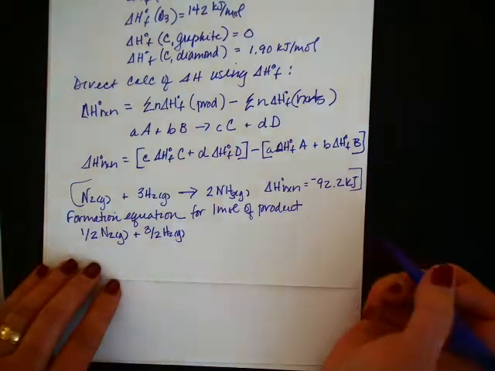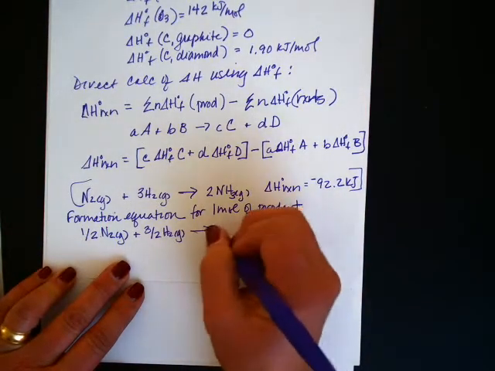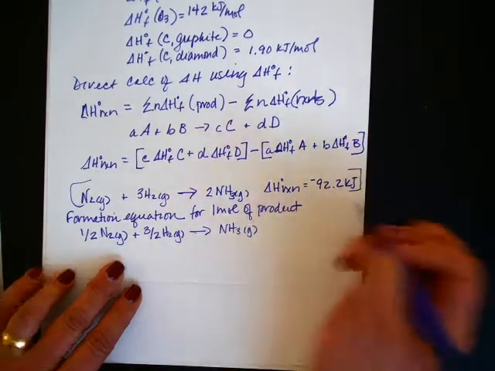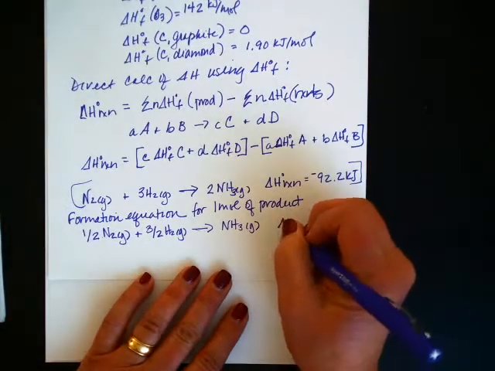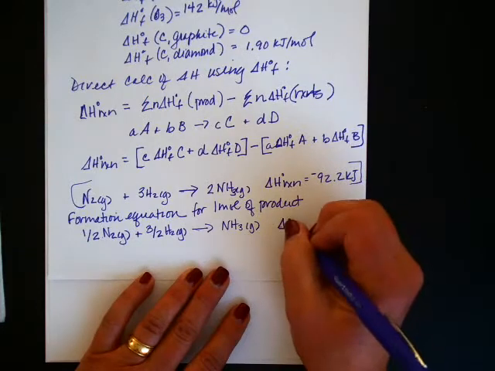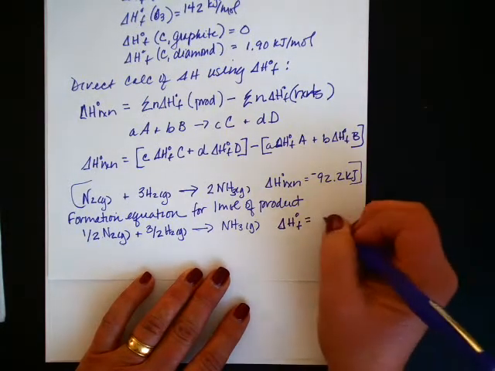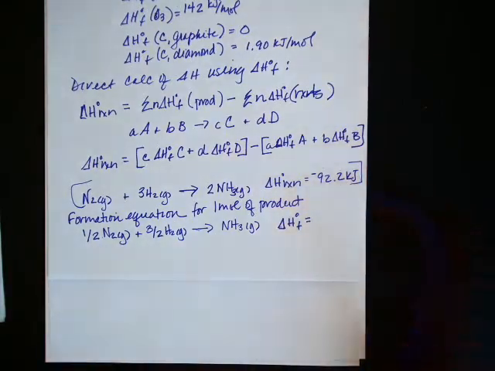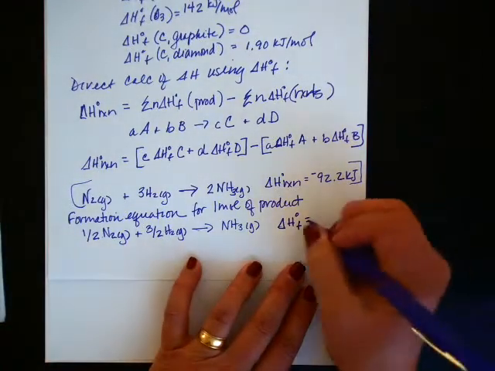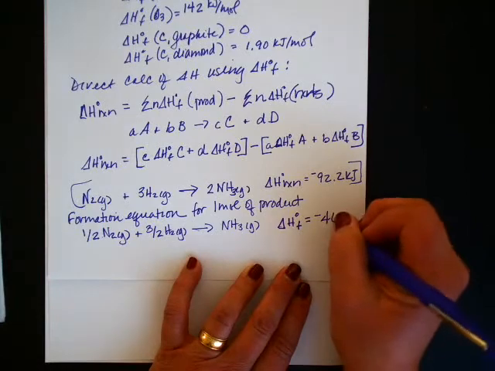1 mole of NH3. So this was delta H of the reaction. This is the standard heat of formation for ammonia. And when I divide those coefficients, I also have to divide that delta H. So this delta H of formation is minus 46.1 kilojoules, and that's per mole of ammonia.